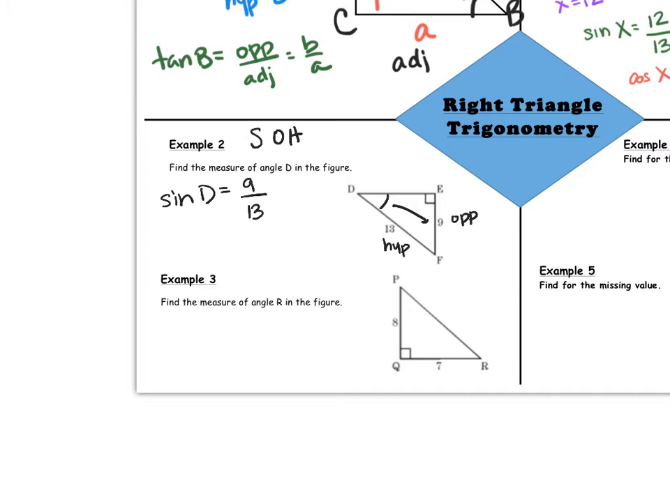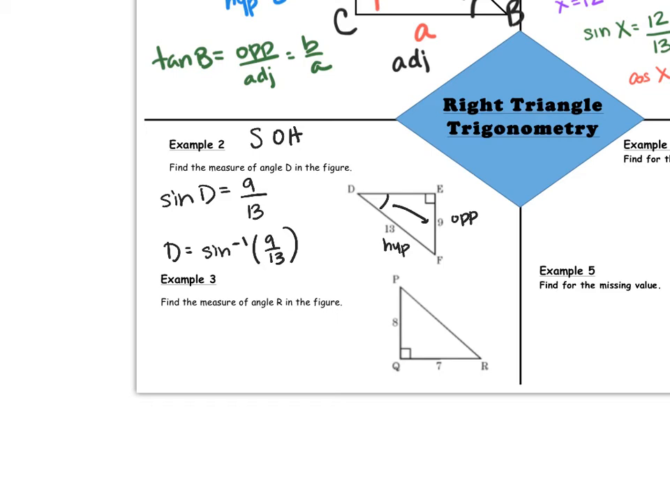So using this trig ratio, we need to go ahead and find an angle. When you want to find an angle from a trig ratio, you have to use your calculator, and you have to use the inverse function. So we know that D is going to be equal to the sine inverse of 9 divided by 13. So in a calculator, make sure the mode is set to degrees.